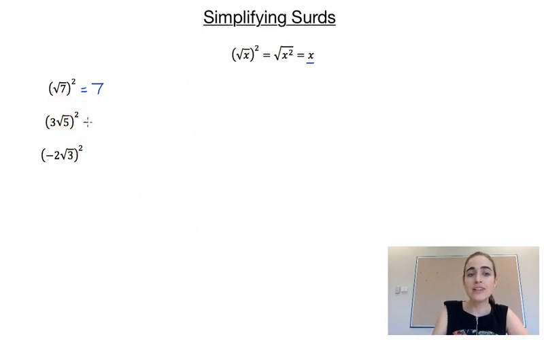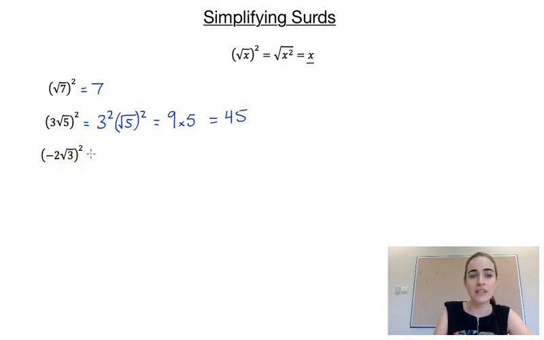All right, for this second one, it's slightly more complicated. When we've got that squared, we need to square the 3 and square the root 5. So that's going to be 3 squared, and then we have the square root of 5 all squared as well. So 3 squared would give us 9, and that root 5 squared would give us 5. So our final answer is going to be 9 times 5, which would be 45.